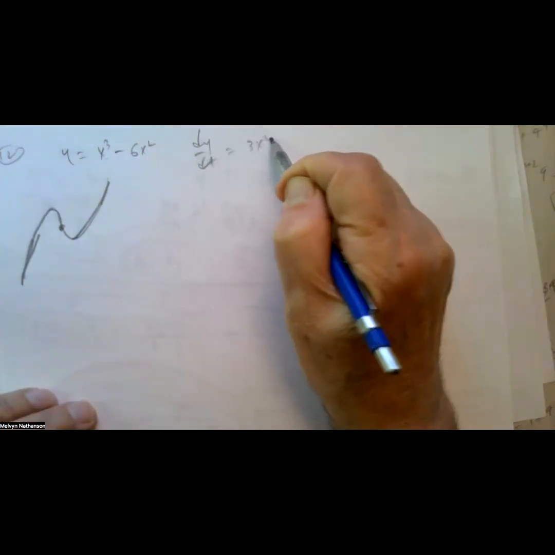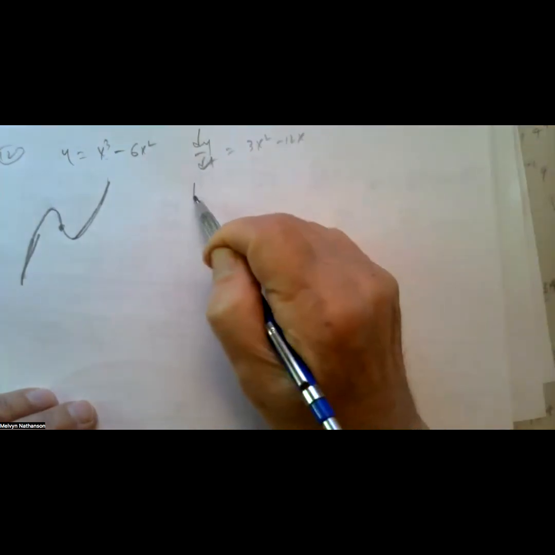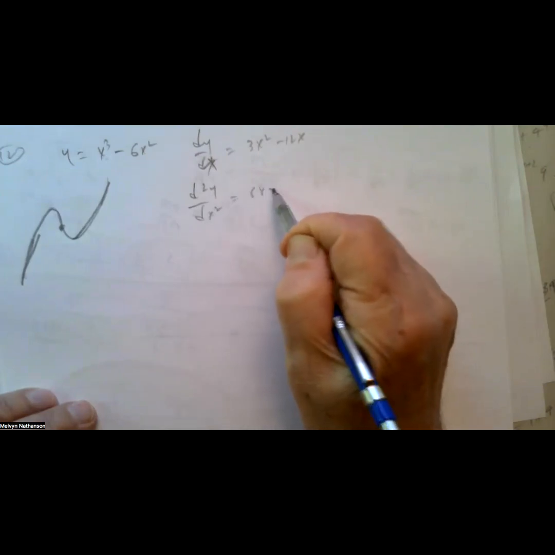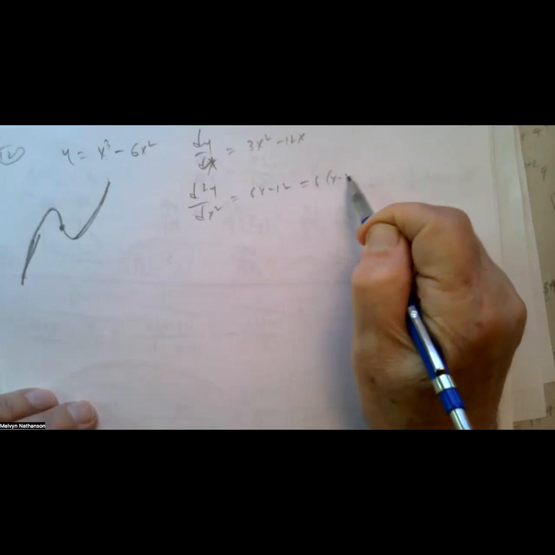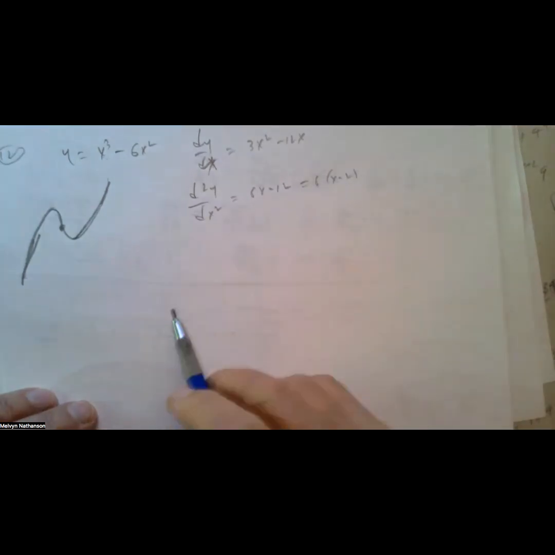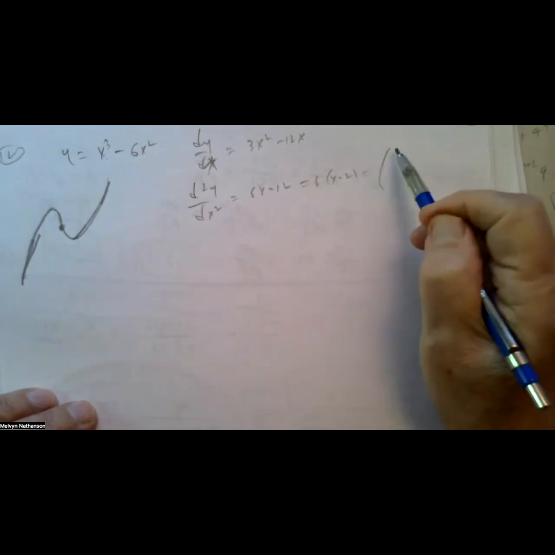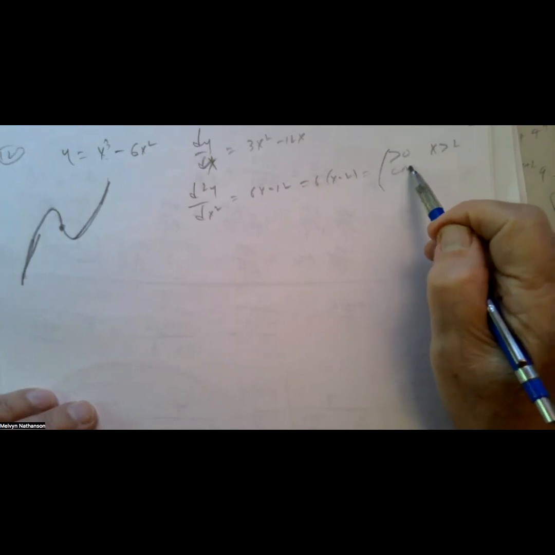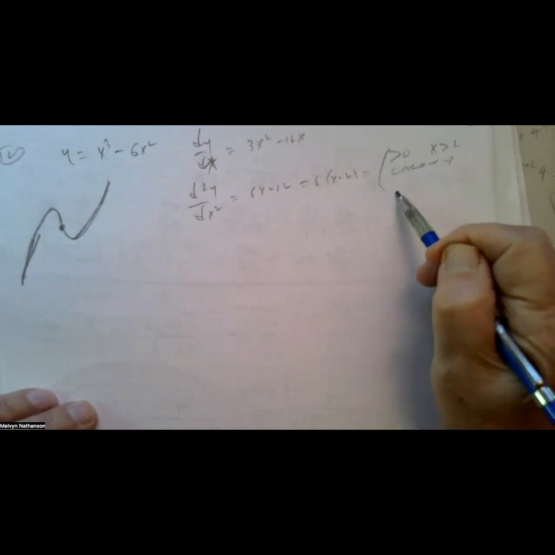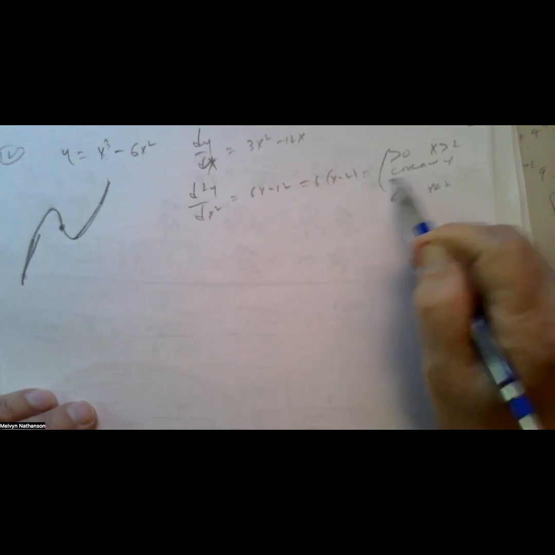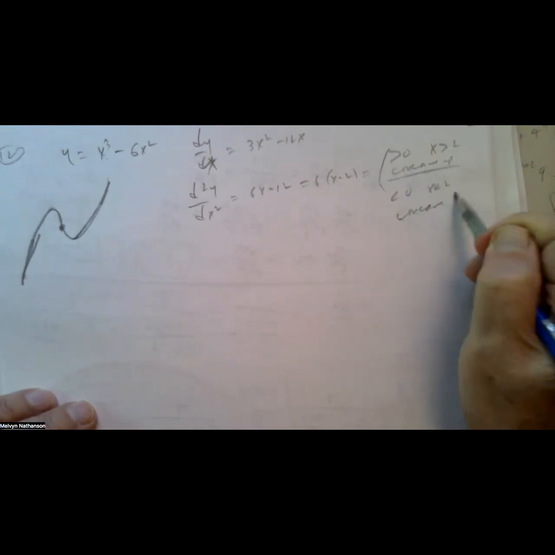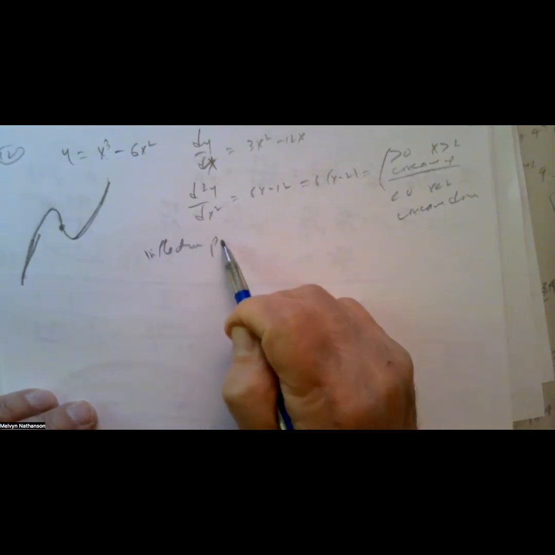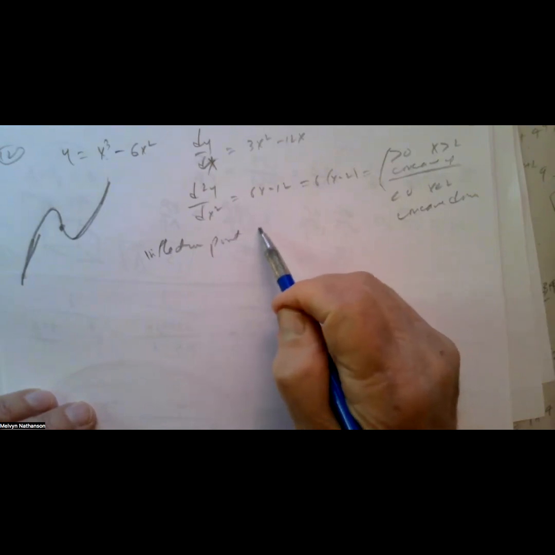The first derivative is 3x squared minus 12x. So the second derivative is 6x minus 12, which is 6 times x minus 2. What can we say about this? This is positive when x is bigger than 2, so that's where the curve is concave up. And it's negative when x is less than 2, so that's where it's concave down. And the inflection point occurs when x is equal to 2.